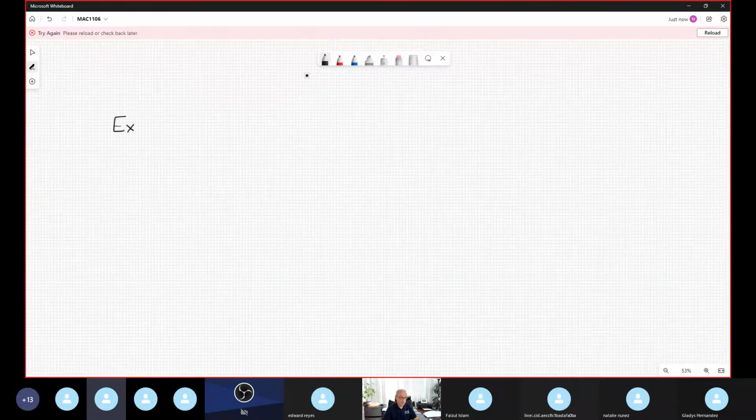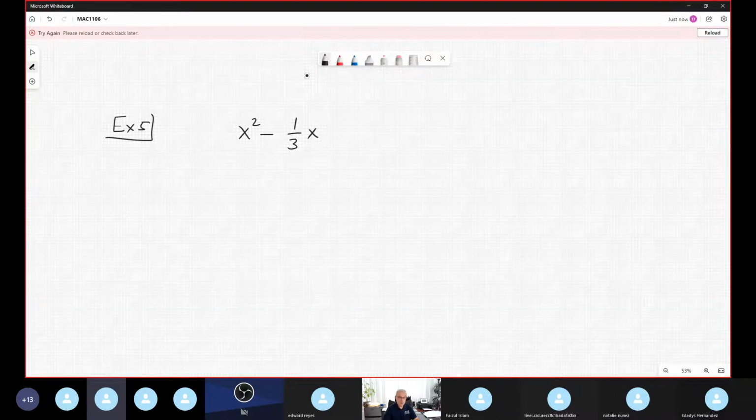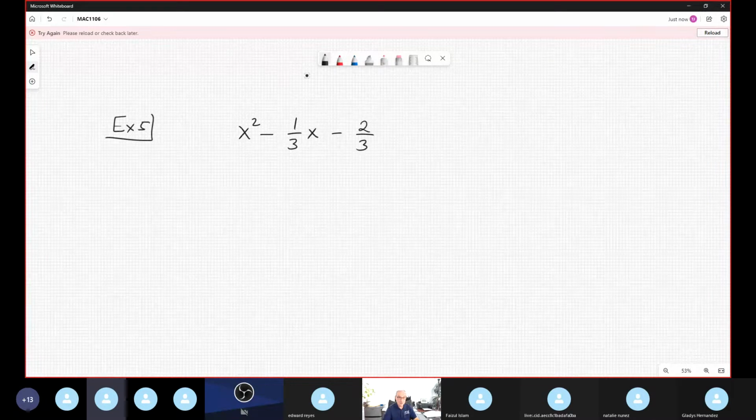Example 5. Suppose we solve this equation: x squared minus 1/3 x minus 2/3 equal to 0. Okay, it's a quadratic equation. Yes. How do you know? For this. Is it expressed in standard form? Yes, because the right-hand side is 0 and you organize the left-hand side in descending order of the degree: 2, 1, 0.